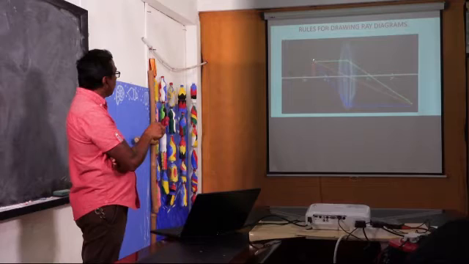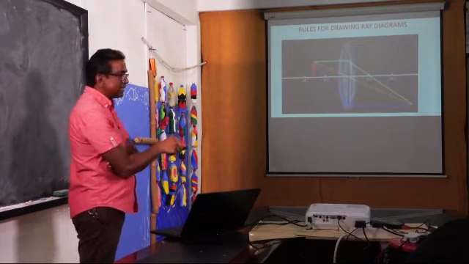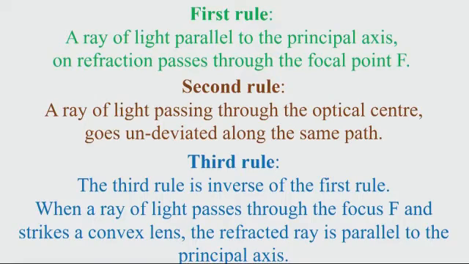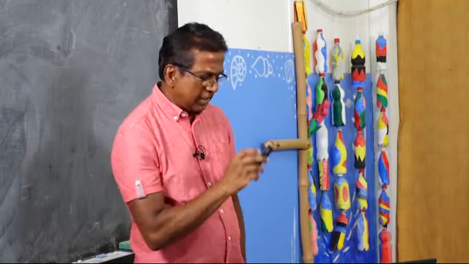Ray of light going through the optical center, it goes undeviated. It goes straight through. The third rule, which is the inverse of the first rule: when a ray of light passes through the principal focus, it is refracted parallel to the principal axis, the contrary of the first one. Parallel through F, parallel. Only three lines. You will use only two of them in any case.